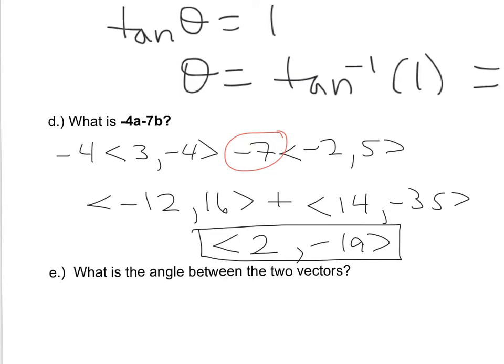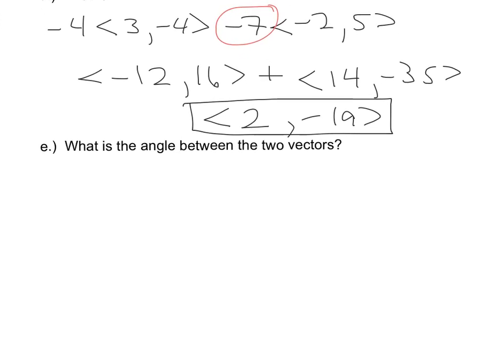Okay, the final question asks, what is the angle between the two vectors? If we think about what these look like, we have (3, negative 4), that's vector A. And vector B is (negative 2, 5), so 1, 2, 1, 2, 3, 4, 5. This vector points something like here. What we're trying to find out is how big the angle is between these two vectors. Now there was a pretty easy formula for that, kind of a long one, but not too bad.